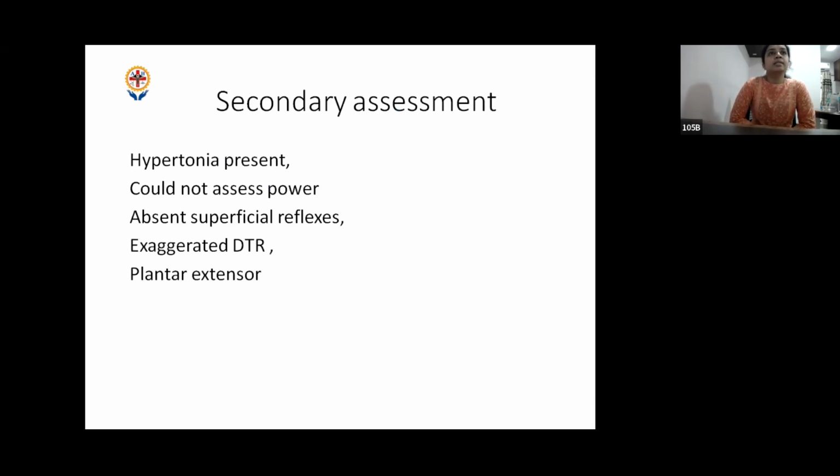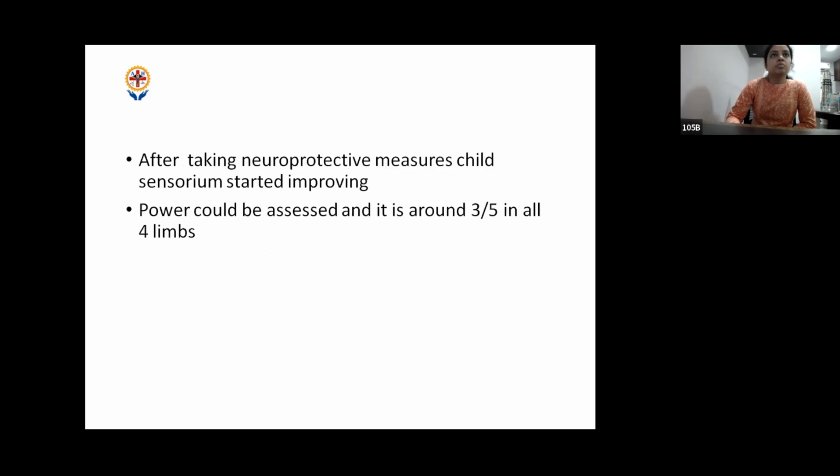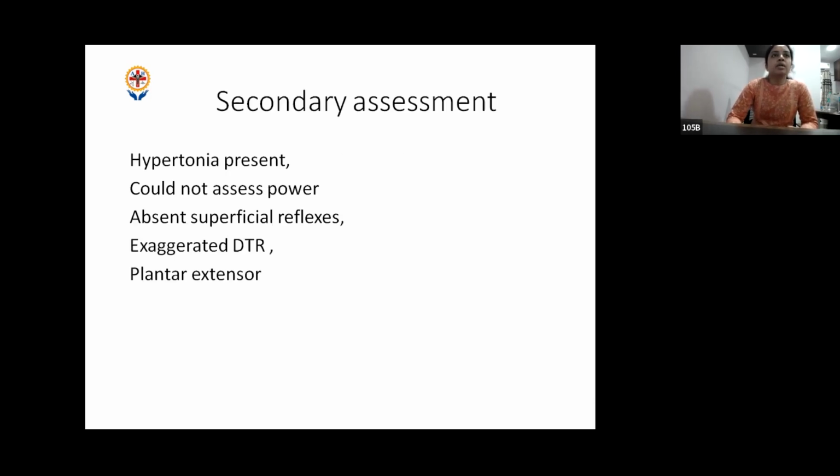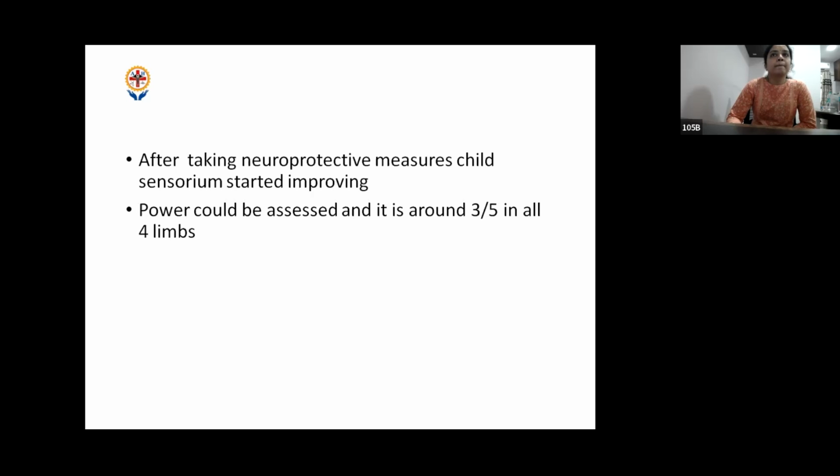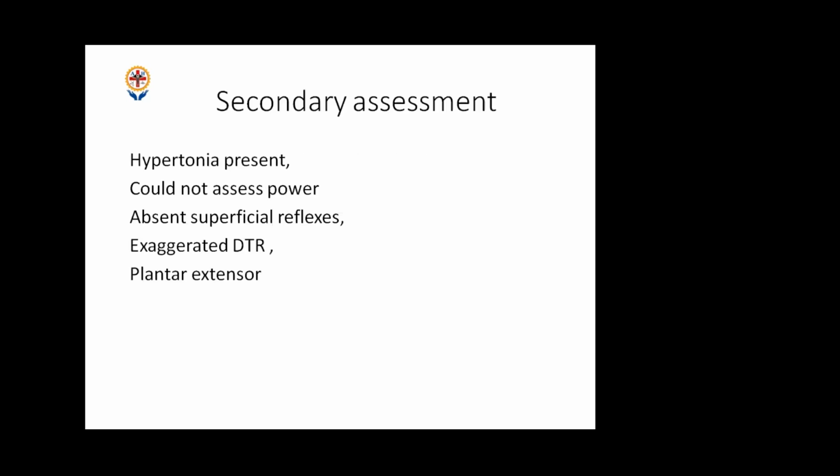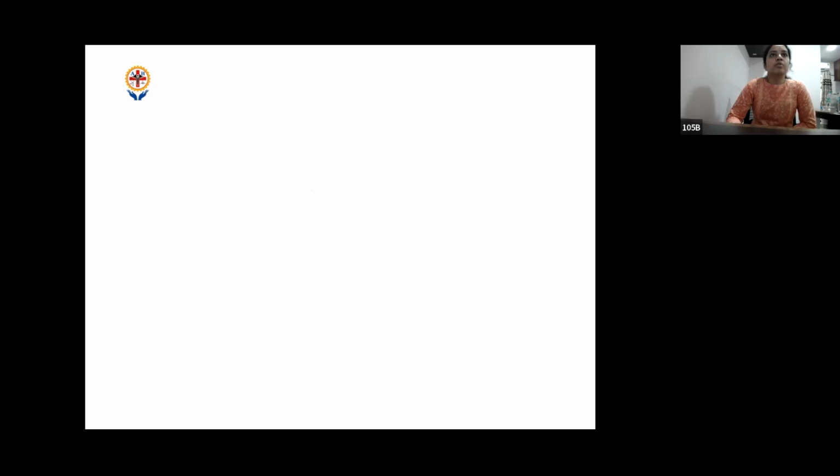On secondary assessment, there is hypertonia and we couldn't assess power because the child's sensorium is subnormal, and there are absent superficial reflexes, exaggerated deep tendon reflexes and plantar extensor. After neuroprotective measures, the child's sensorium started improving and power could be assessed, around 3/5 in all 4 limbs. So there is hypertonia, decreased power, absent reflexes, exaggerated DTR and plantar extensor. So what signs are these? UMN lesion. Yes, it suggests a UMN lesion. Okay. How do you want to proceed?